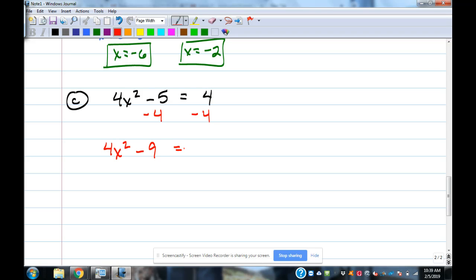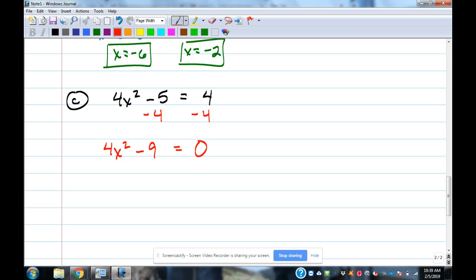Be 4x squared minus 9 is equal to 0. We look for a GCF. 9 and 4, do they have anything in common? No. So difference of squares is what we're going to try.